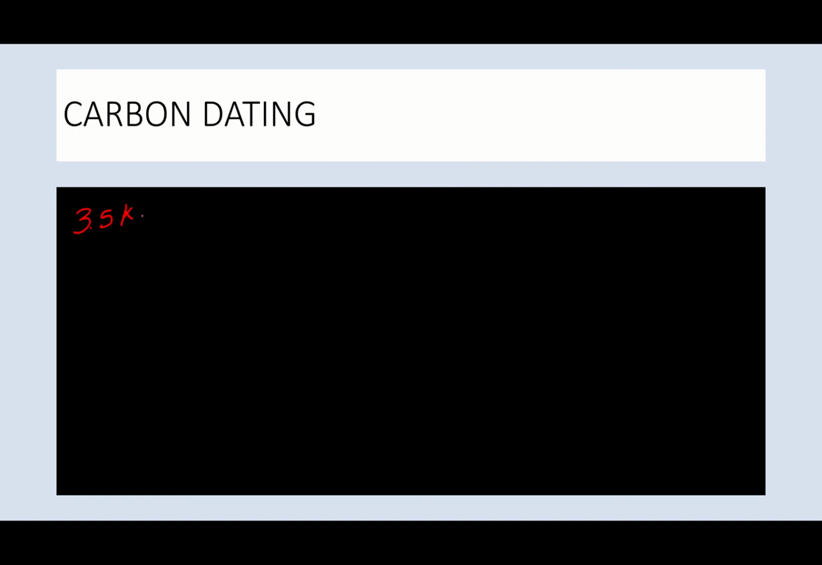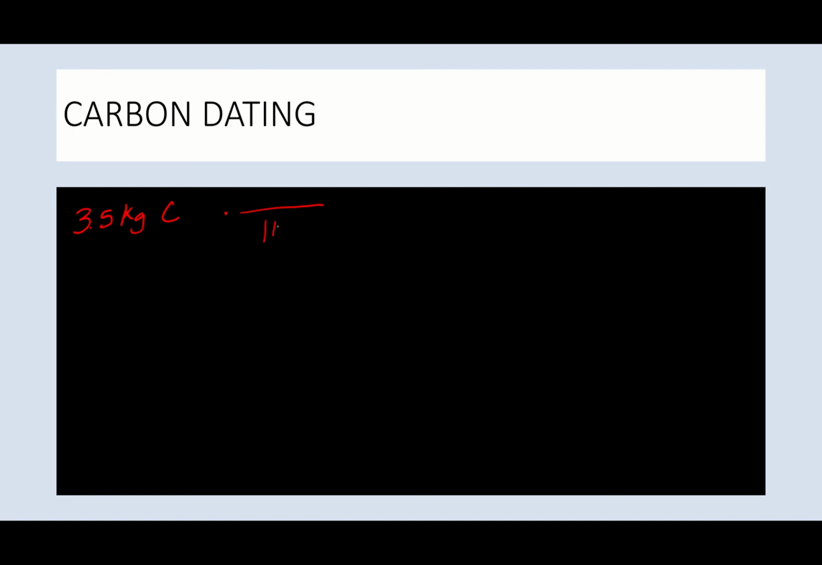So we're going to do an example problem, and we're going to say that we have 3.5 kilograms of carbon. Now this could be, let's just say this is a bone that we dug up in the ground. It's a 3.5 kilogram hunk of bone. So first off, what we're going to do is find out how many carbon particles are in this 3.5 kilograms. So we're going to do some conversions real quick.